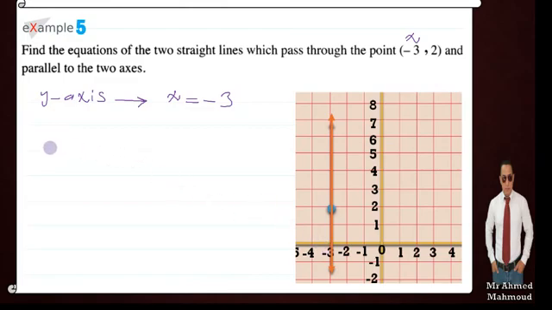It's very clear. And for the line parallel to the x-axis, here I will take y. Then the line is y equals 2. And it's clear because the line here intersects the y-axis at 2. So they are opposite to each other. The line parallel to the y-axis has the equation x, and the line parallel to the x-axis has the equation y.